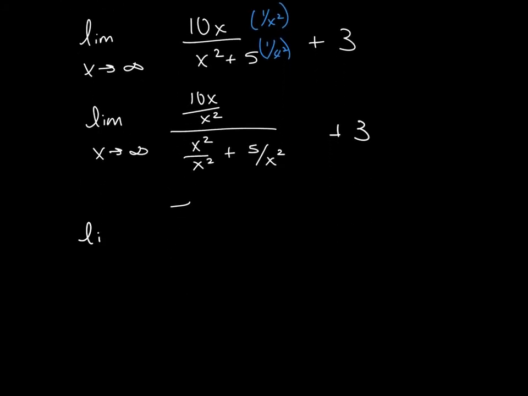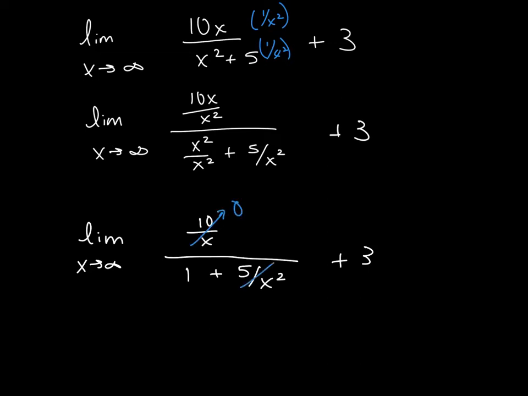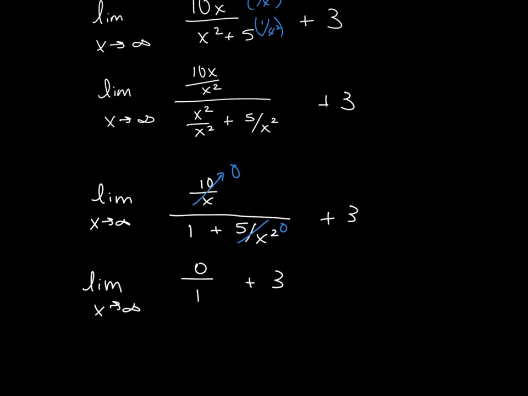So in the numerator, I am just left with 10 over x. And again, this is as it goes towards infinity, over 1 plus 5 over x squared plus 3. Now, this goes to 0. This goes to 0. So as the limit as x approaches infinity, I have 0 over 1 plus 3. Remember, 0 over 1 is just equal to 0, so this entire limit is just equal to 3.